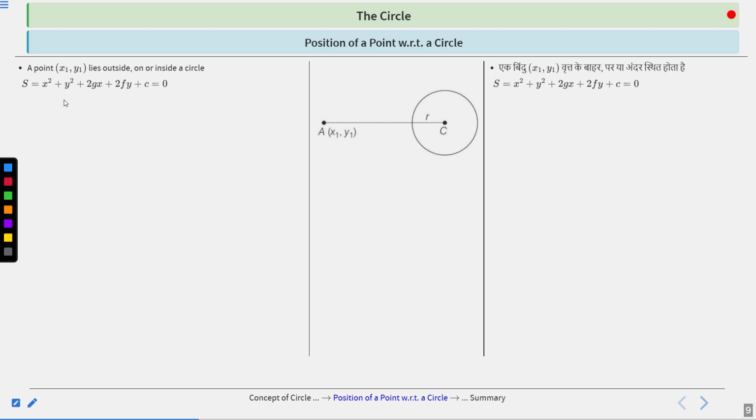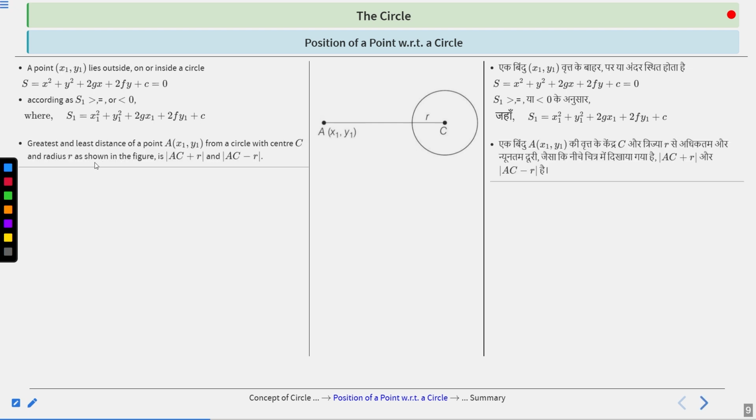We are given an equation of circle S as x square plus y square plus 2gx plus 2fy plus c equal to 0. Right. So the point lies outside, on or inside a circle according as S1 is greater than 0, equal to 0 or less than 0, right? Where S1 is equal to x1 square plus y1 square plus 2gx1 plus 2fy1 plus c, right? Now, the greatest and least distance of a point A (x1, y1) from a circle with center C and radius r, as shown in the given figure, is mod of AC plus r and mod of AC minus r, right?